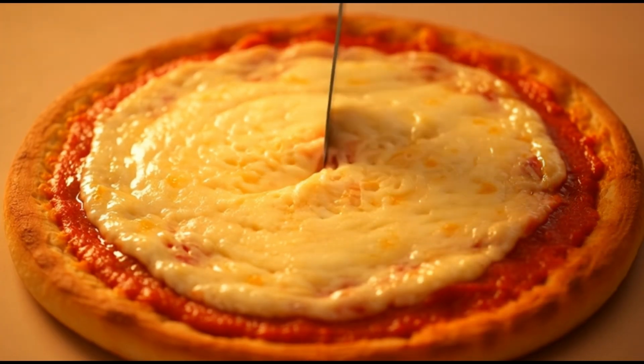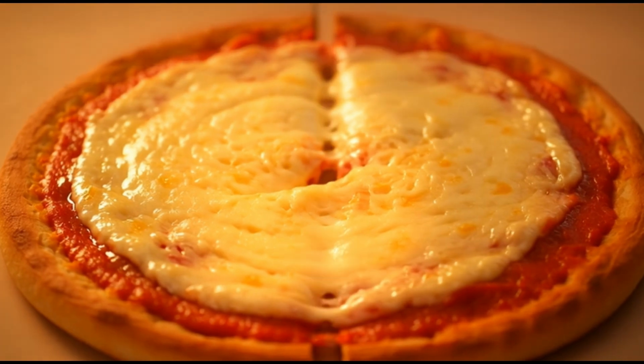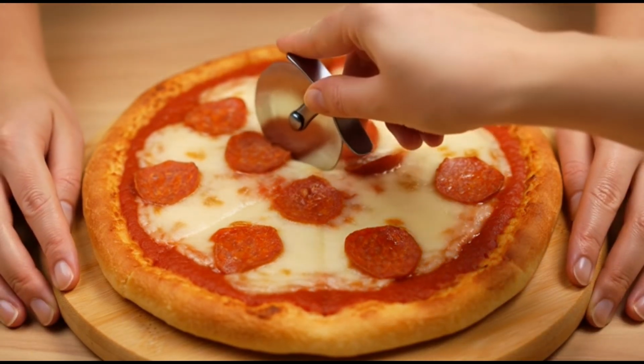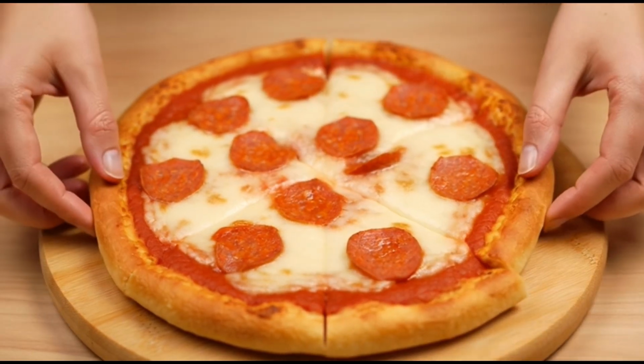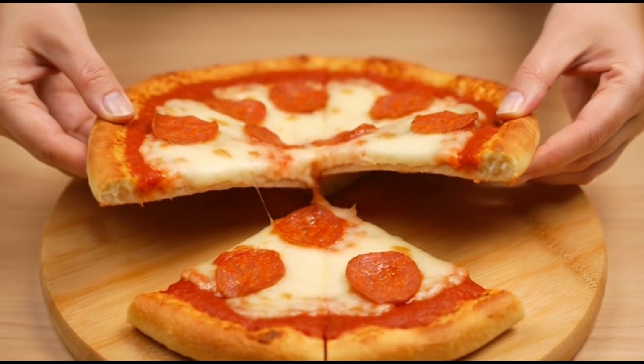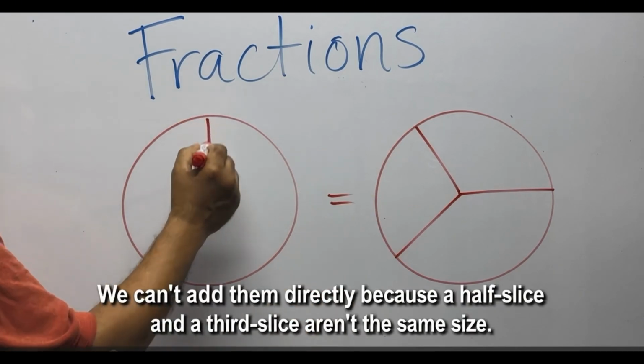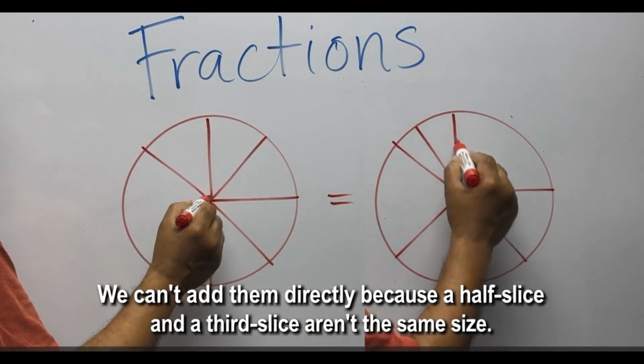If we cut one pizza into 2 equal parts and take one piece, that is 1 by 2. If we cut a pizza into 3 equal parts and take 2 pieces, that is 2 by 3. Let's add these two fractions, 1/2 and 2/3. We can't add them directly because a half slice and a third slice aren't the same size.